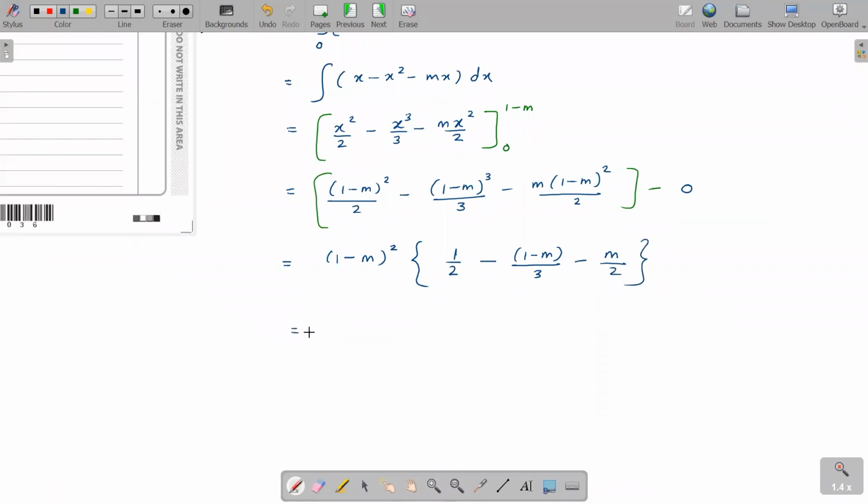Well, then shall we take the common denominator here? What do you think is the common denominator that works for 2 and 3? 6. So we'll multiply here. 2 times 3 is 6. Here 3 times 2 is 6. Here 2 times 3 is 6. Do you agree? So I get here 3 over 6 minus 2 times (1 minus m) over 6. Basically, shall I take it all over a common denominator? Common denominator is 6. So here 3 times 1 is 3 minus 2 into (1 minus m) minus 3 into m is 3m.